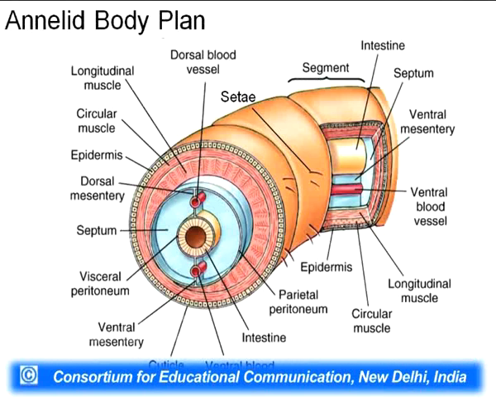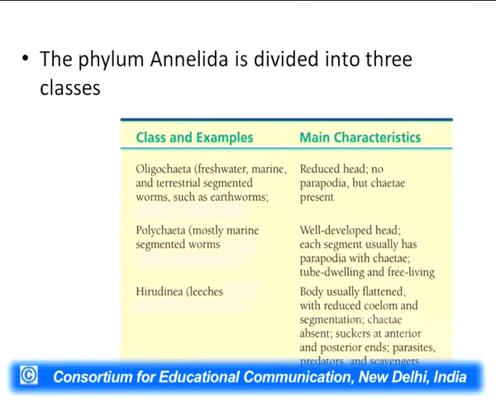This is a diagram representing the general body plan. Outermost covering is the cuticle, internally lined by the epidermis. Then there is the circular muscle layer, longitudinal muscle layer. In between we can see the complete digestive tract, and below that is a ventral blood vessel, and on the sides is the parietal peritoneum.